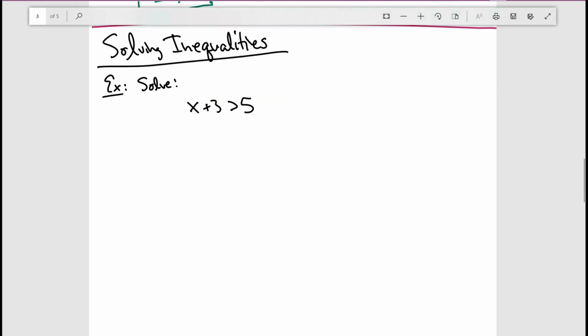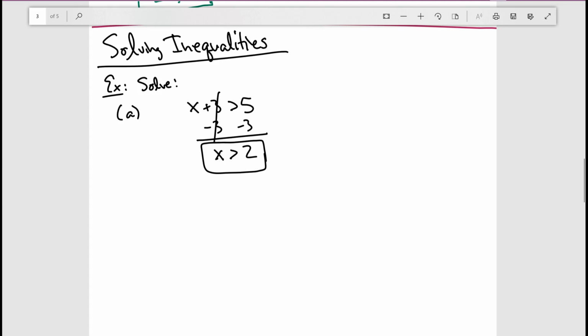Okay, well, this is very simple. All we got to do is just pretend that this is actually an equal sign. All we got to do is just minus the 3 to the other side. Get rid of that. So x is greater than 2. Okay, so this actually is the answer. x is greater than 2. Okay, so let's say this was part A.